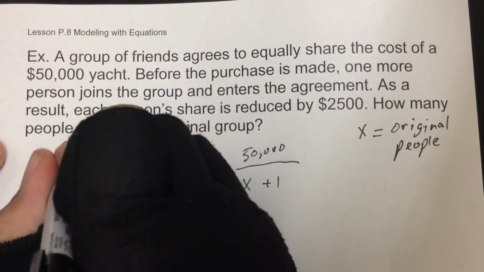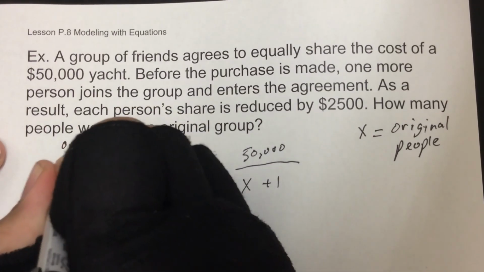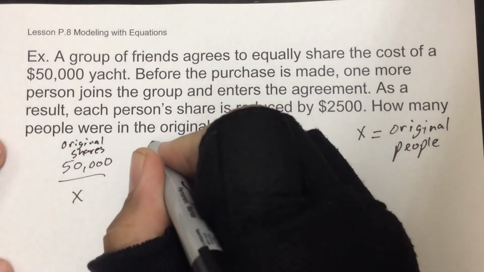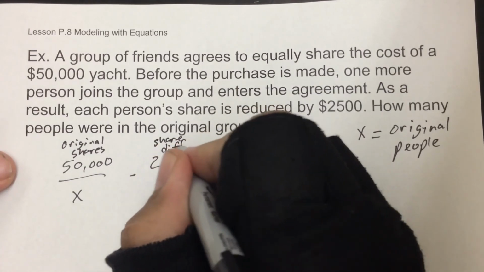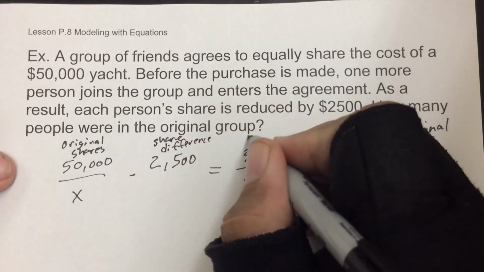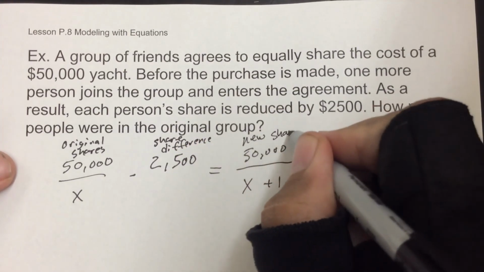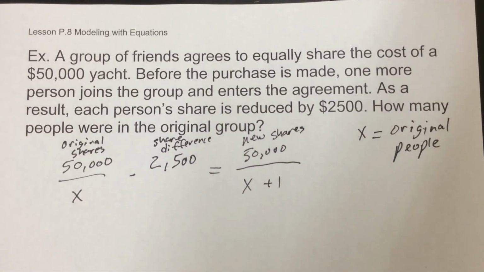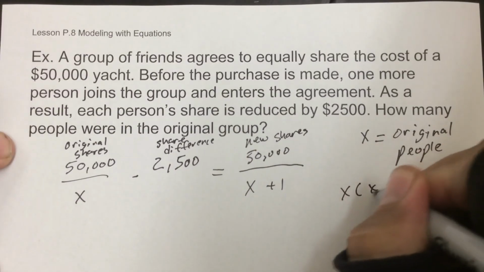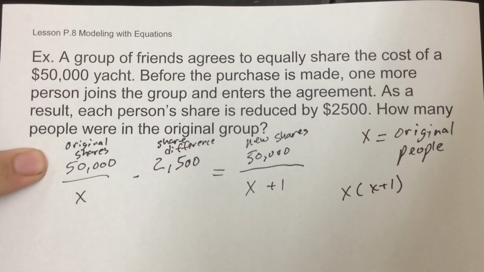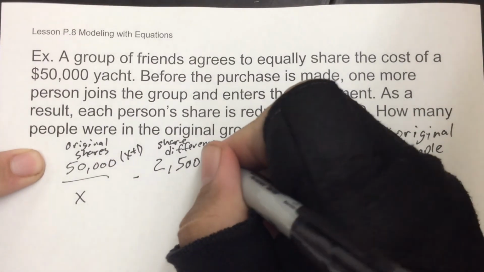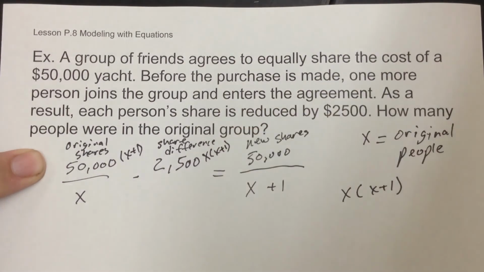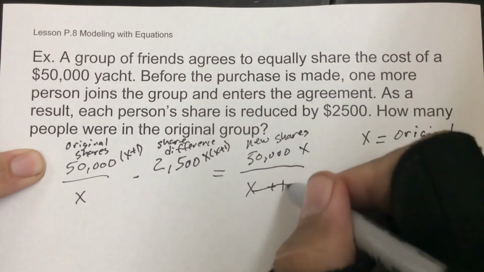So if you think about it, this is original shares. This is share difference. And this is new shares. That's how I set that up. Our common denominator here is going to be X times X plus 1. So what does this one here need? It's going to need an X plus 1. This one's going to need all of that. And this one here is only going to need an X. And that'll get rid of our denominators.